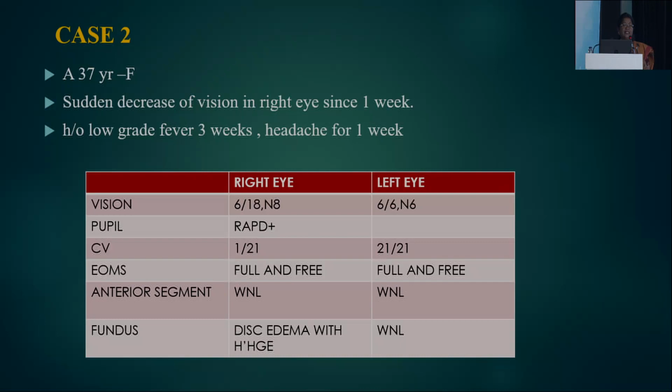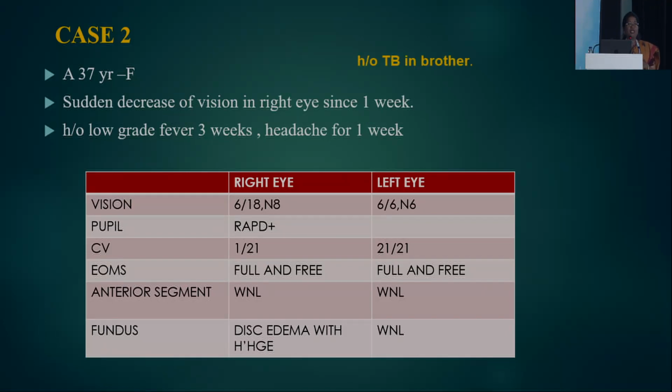So this is a 37-year-old female, again with a history of drop in vision in the right eye, and now she had low-grade fever and headache. The right eye is again having a moderate drop in vision. There's a relative afferent defect, color vision is dropped, and the left eye is normal by all means. Do you think any other further history I have to ask in this patient? Sorry? Brilliant. Neck rigidity. Yes, exactly.